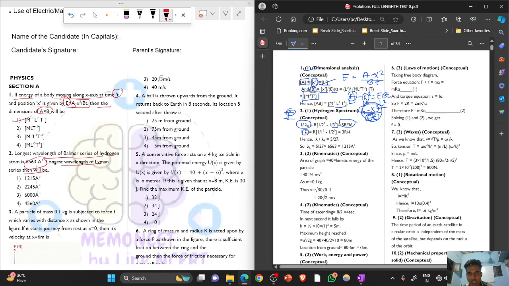So you just need to calculate for the Lyman. You know that the final will be 1 and the initial from the top one, that is 2. And after solving it, you get this value. Taking the ratio of it, you get this value. And lambda B is given as 6563 angstrom. Putting the value here, you can get lambda L, which comes out to be 1215 angstrom. So your correct option will be option number 1. Now moving to the next question.